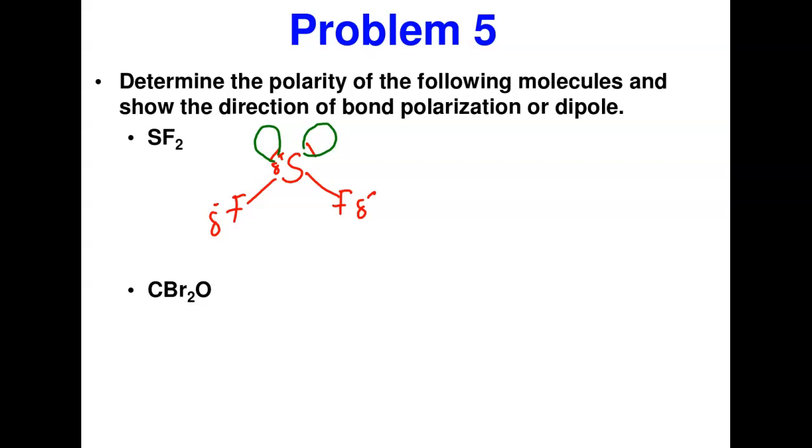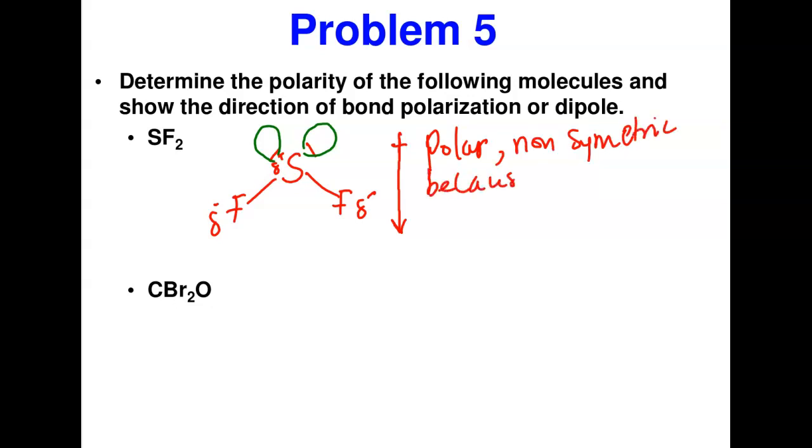And the direction of polarization is going to be from this side that is positive, which is the top here, going down this way. So this will be the direction of polarization. And therefore, since this molecule is non-symmetric, the molecule is polar. It is non-symmetric because of the lone pairs it contains. That's what makes it a polar covalent bond.